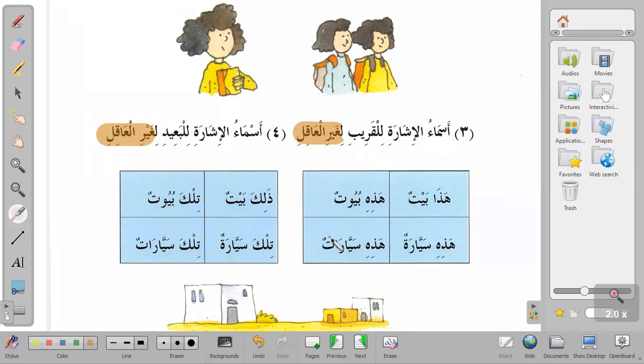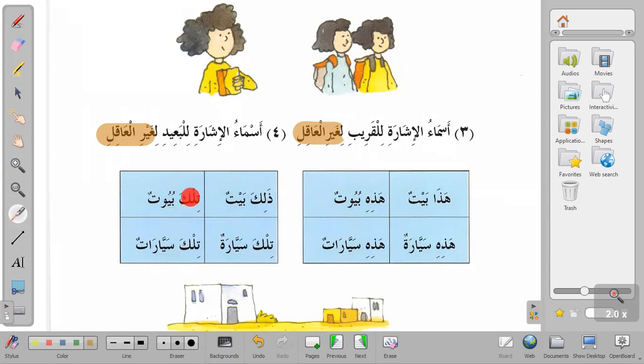I want to say something. Let me see this one. Here is للبعيد for far away. So ذلك بيت. تلك بيوت. تلك سيارة. تلك سيارات. I hope you understand how they all came by. Right? This is far away. ذلك بيت. This one is clearly understood. Here, بيوت. You don't say أولئك بيوت. Okay? I hope you understand why.